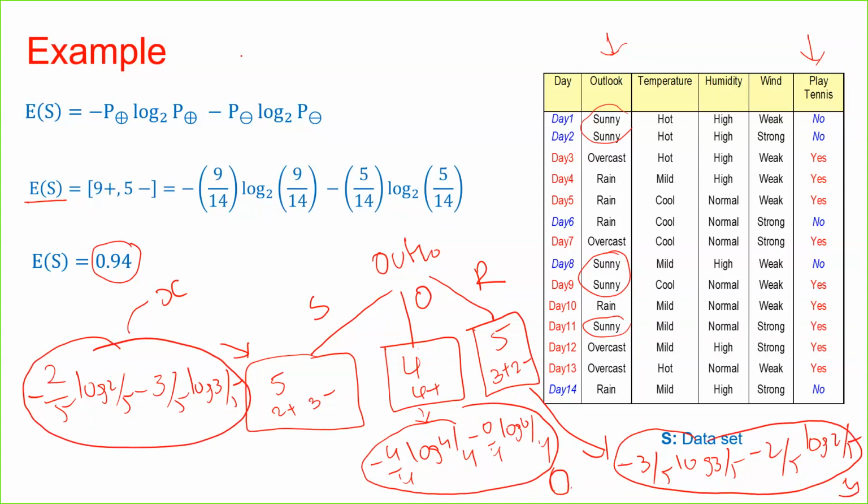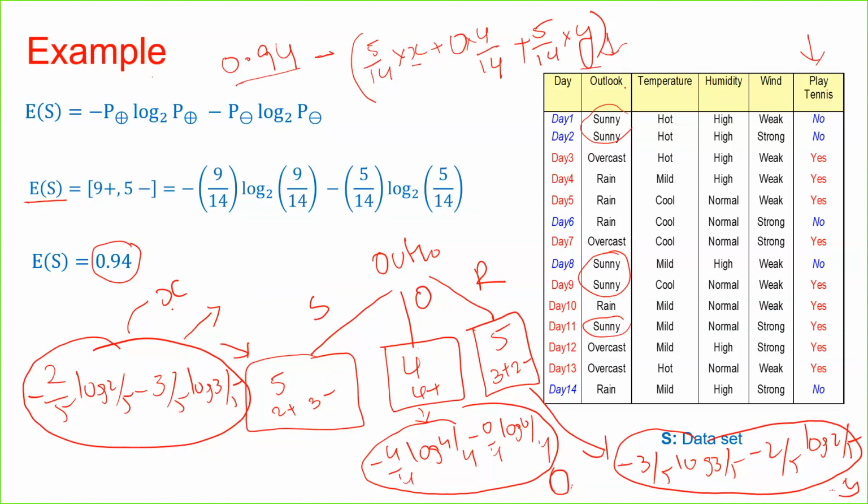Before splitting it is 0.94. What is it after splitting? After splitting x and y, you have to take the weighted average. How many instances are here? 5 out of 14. So 5 by 14 times x, plus 4 by 14 times 0, plus 5 by 14 times y. Whatever x and y values you get, take this and subtract it, and you will get the gain of outlook. Similarly, compute the gain for temperature, humidity, and wind, and select the attribute that maximizes the gain.